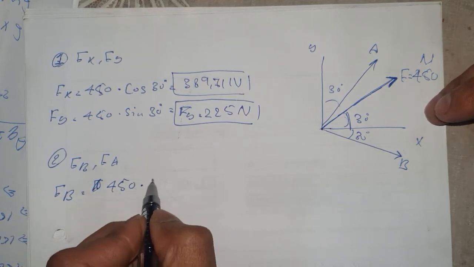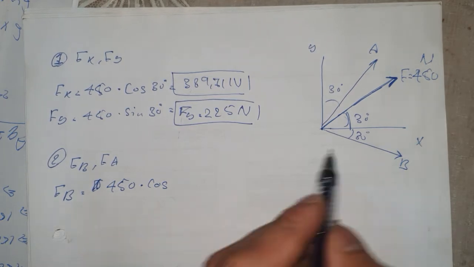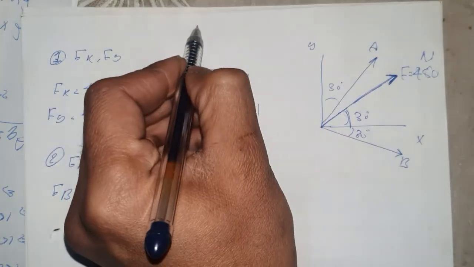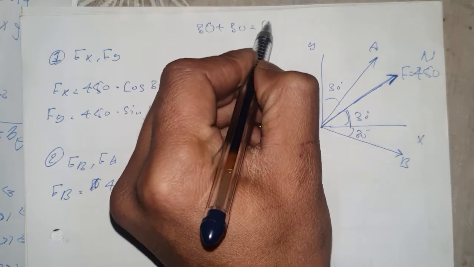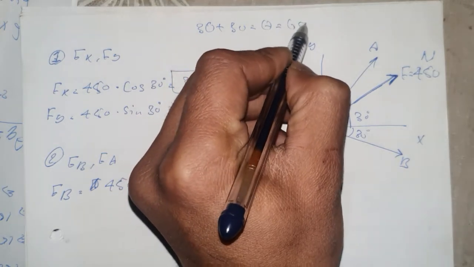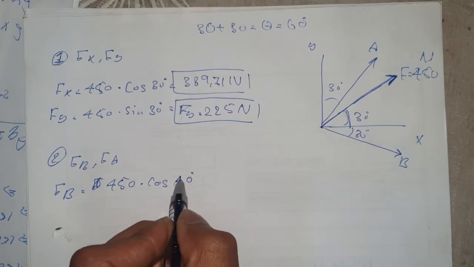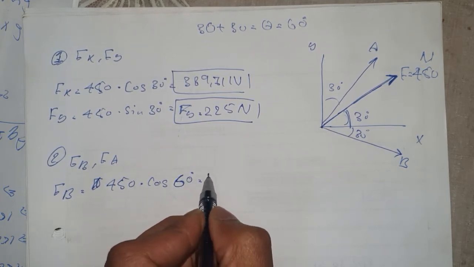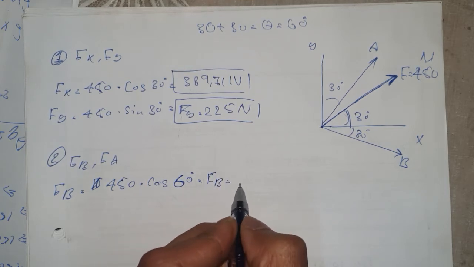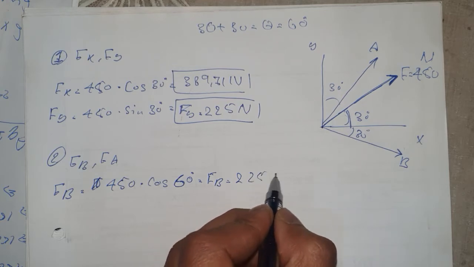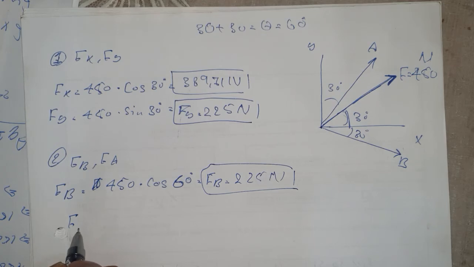For this we take the force we have, 450 newtons times cosine of. So how could we find the angle here? We have 30 here, 30 here. When we add 30 plus 30, we get theta of 60 degrees. So our cosine is of 60 degrees, and when we multiply, we get fb is equal to 225 newtons.